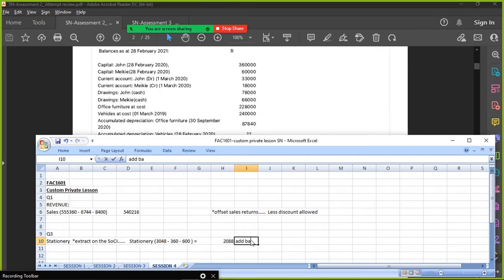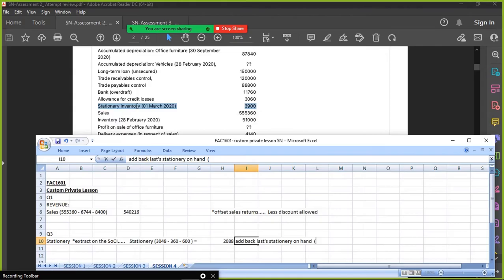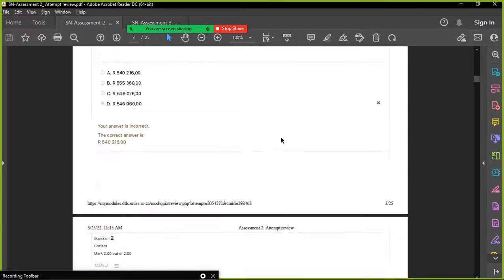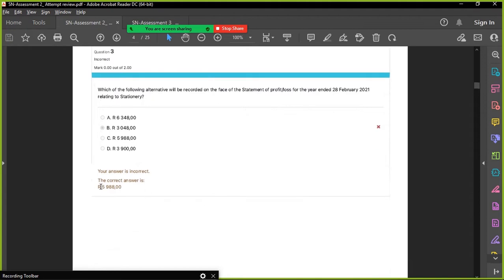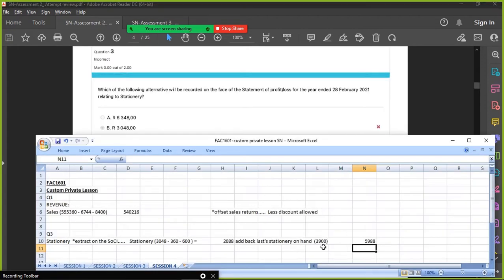Okay, so add back last year's stationery on hand. Okay, yeah, so I'll just look at the whole question. That was something that I didn't see. Stationery on hand, that's opening stock 1st March, 3,900. And then let's see what you get. Yeah, I agree with the working or solution answer. Yeah, so they went with 5988. Yeah, that's right. That's fine.